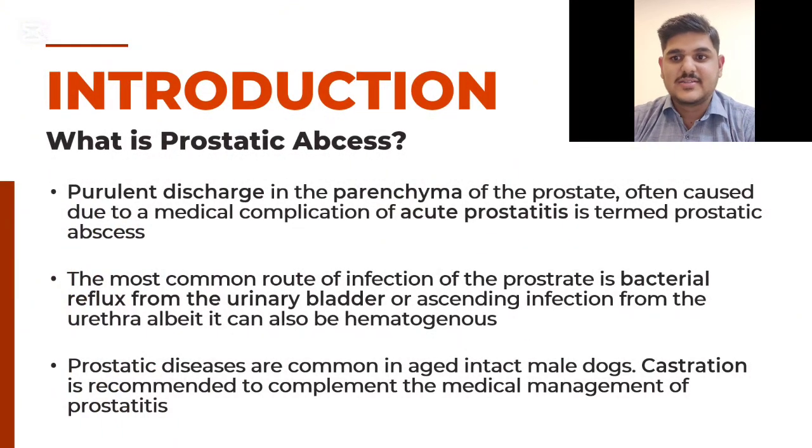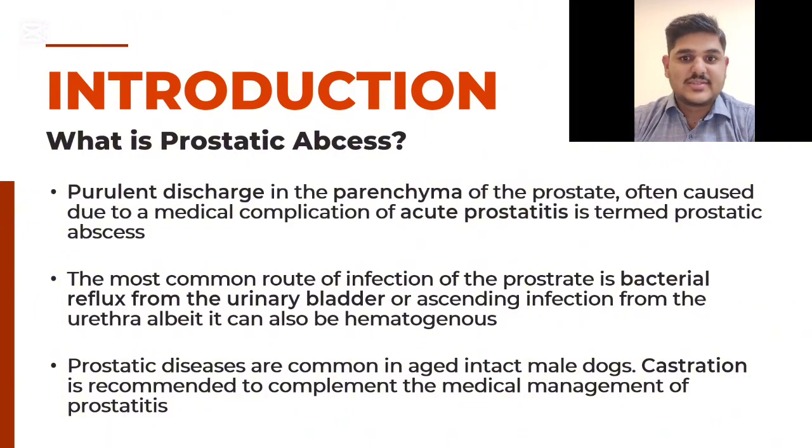Prostatic abscess is a localized pocket of purulent fluid inside the prostate gland. It is the accumulation of purulent fluid in the parenchyma of the prostate. It usually develops when bacteria enter the prostate. The common routes to enter the prostate are through ascending infection through the urethra or urinary bladder, although hematogenous spread is also possible. Usually the prostatic abscess is a case of older dogs. Older intact male dogs are affected by prostatic abscess.